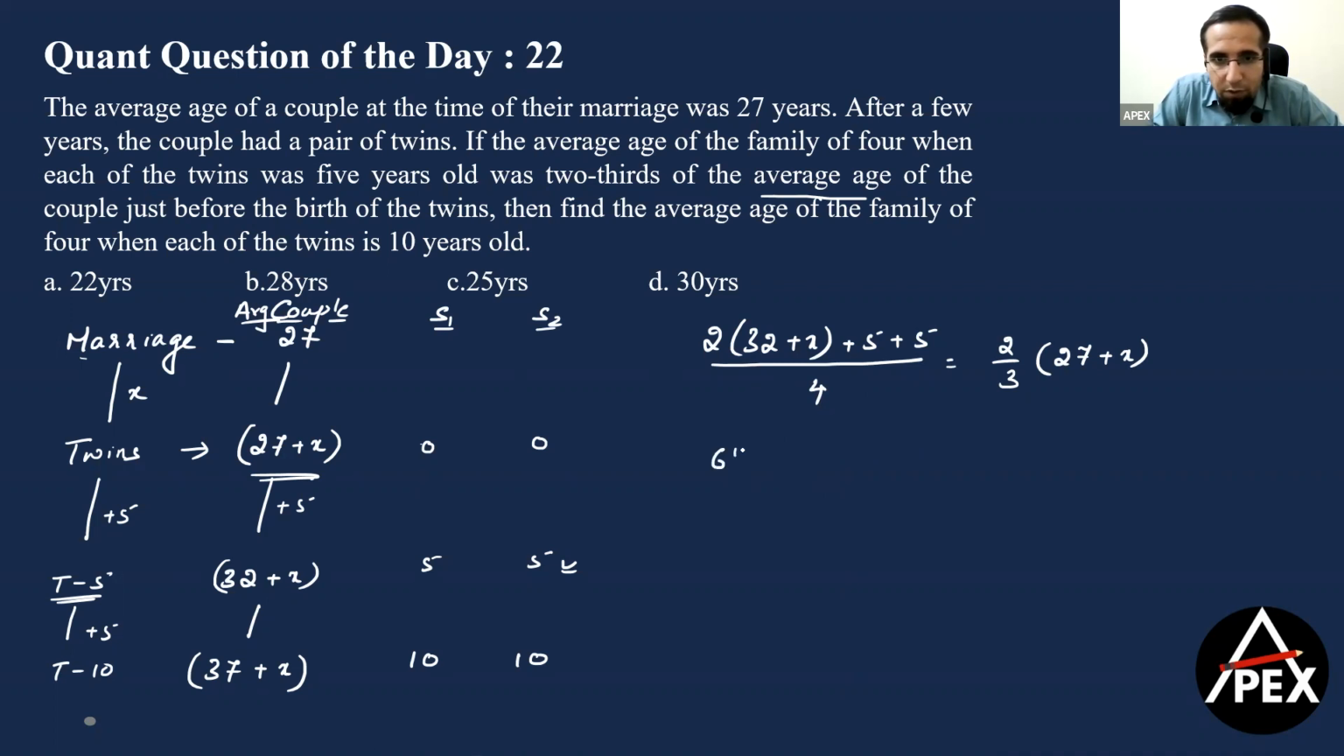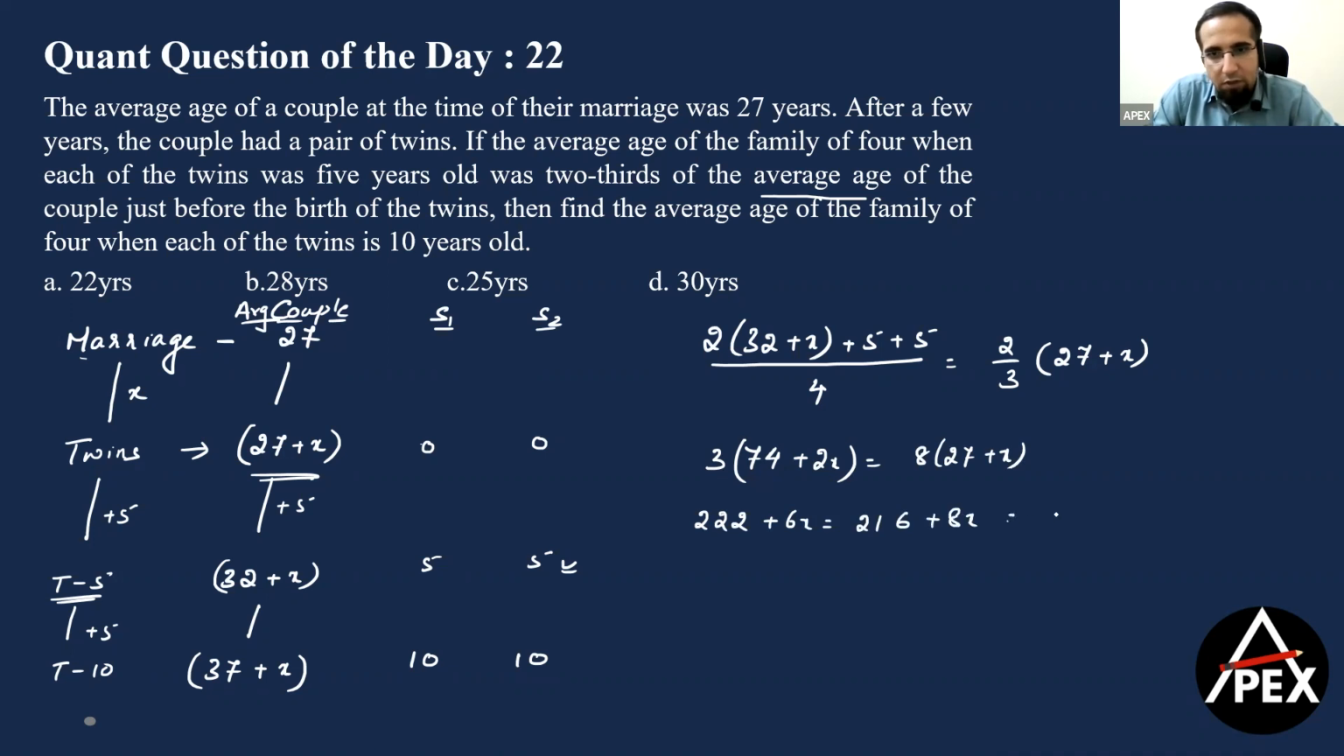So if we simplify this, what do we get? This is 64 plus 10, which becomes 74. So 74 plus 2x multiplied by 3 is equal to 4 2s are 8 into 27 plus x. So what do I get? 3 4s are 12, so 222 plus 6x is equal to 8 7s are 56, 216 plus 8x. Or we get 2x is equal to 6, or we get the value of x is equal to 3.